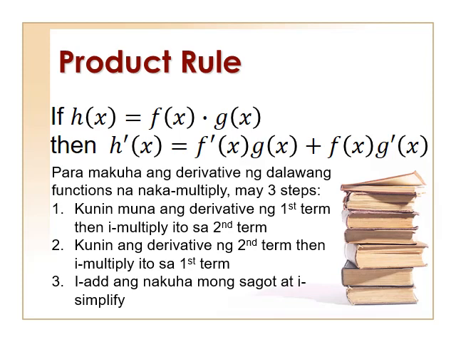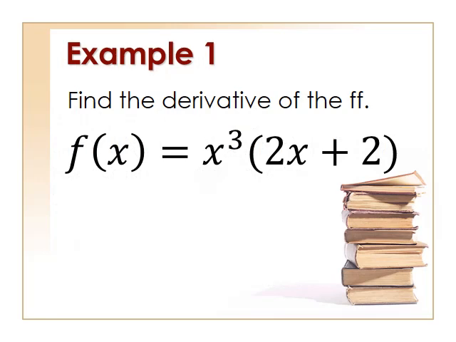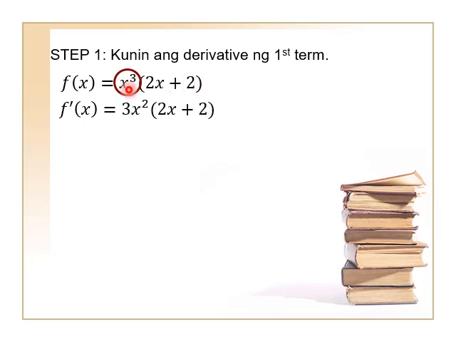Okay, so to be clearer, let's have this example. Find the derivative of the following. So you have f of x is equal to x cubed times 2x plus 2. Okay, step 1. So kukunin muna natin yung derivative ng first term. Ang first term natin is x cubed. Okay, so ang derivative nun, so again, bababa natin yung 3, and then 3 minus 1 equals 2. Kaya meron tayong 3x squared.